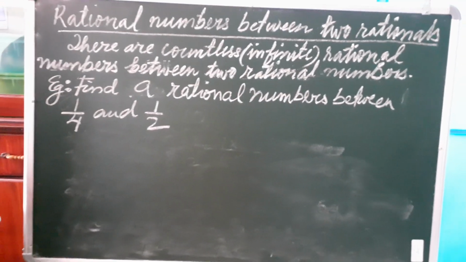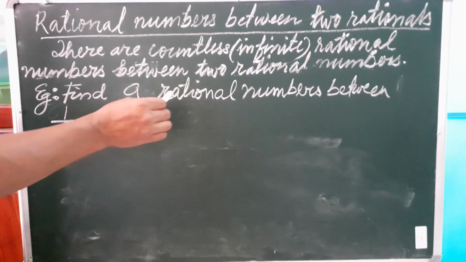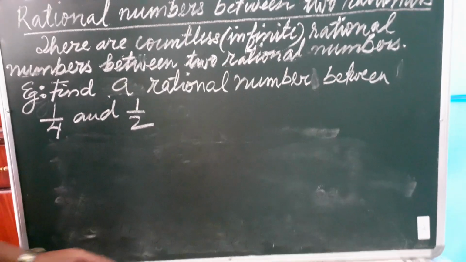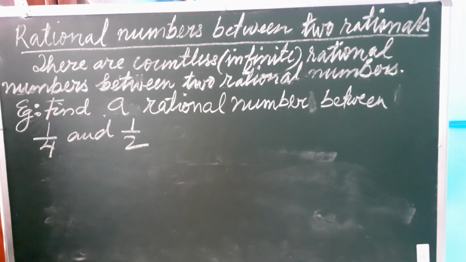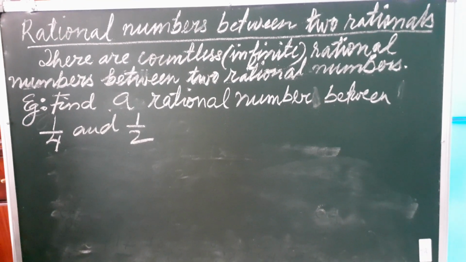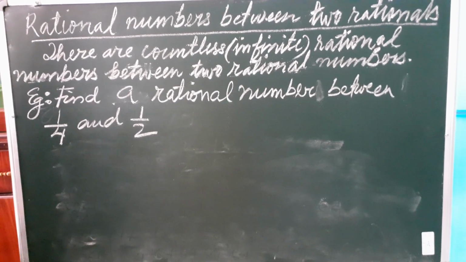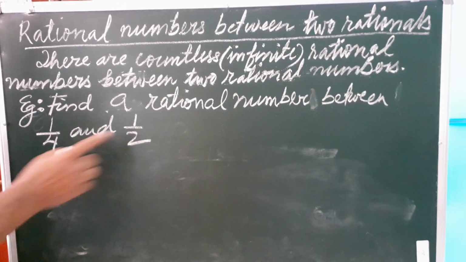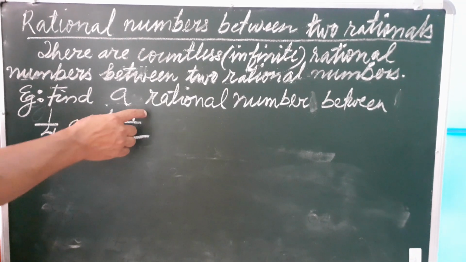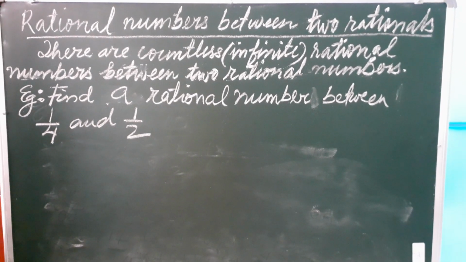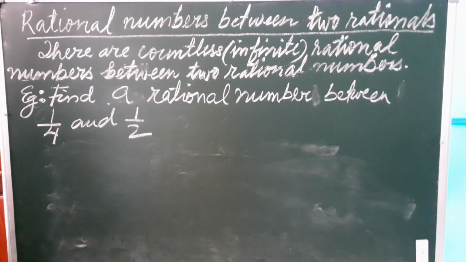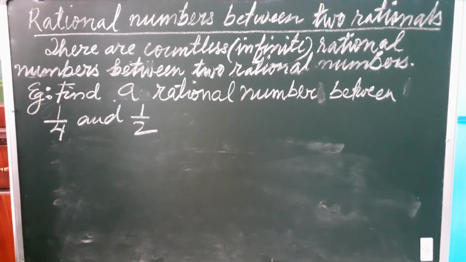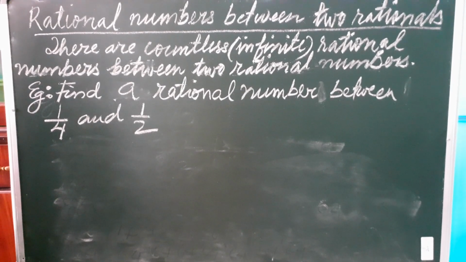Another example: find a rational number between 1 by 4 and 1 by 2. When we are going to find a rational number, it means only one rational number between 1 by 4 and 1 by 2. What you have to do is find the mean. What do you mean by mean? Mean, we also call it average.